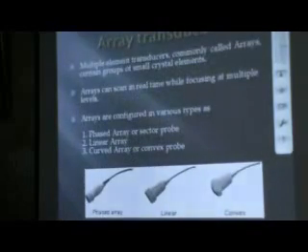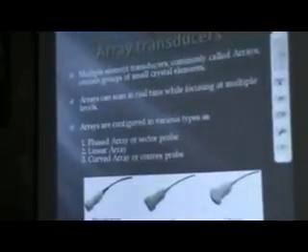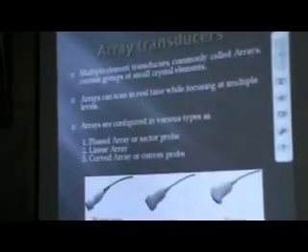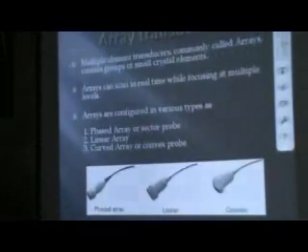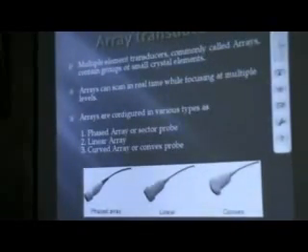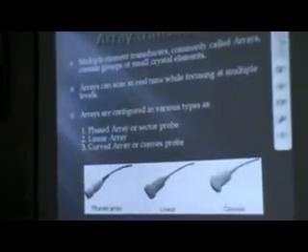The transducers come in a variety of forms. The multiple element transducers, commonly called arrays, contain a group of small crystal elements. The probe has multiple crystals in it, and arrays can be used in real time by focusing at multiple levels, and they are divided into 3 types: the phased array or sector probe, the second one is the linear array, and the third is a type of linear array, that is the curved or convex probe.